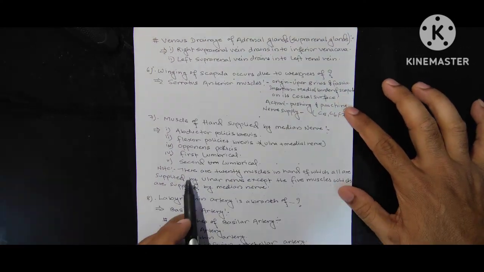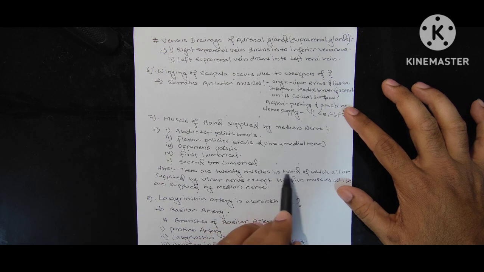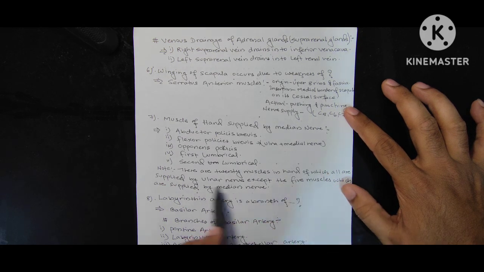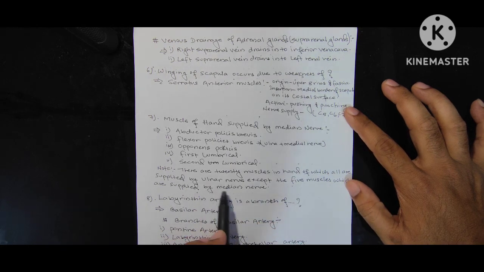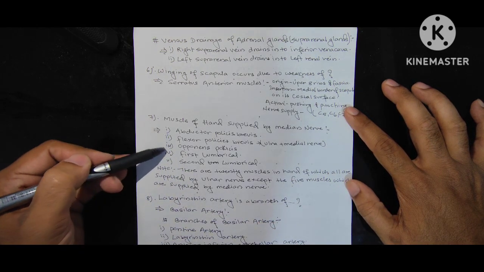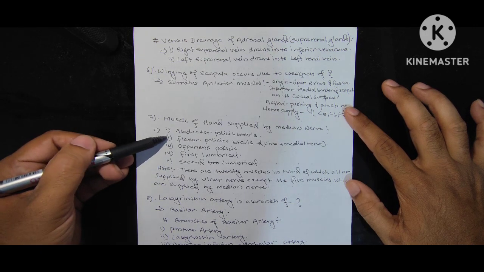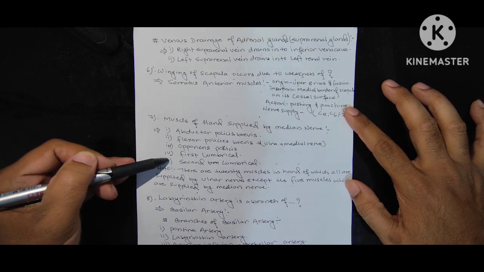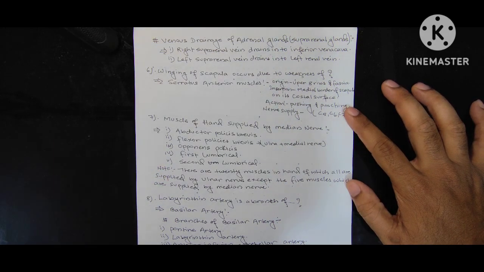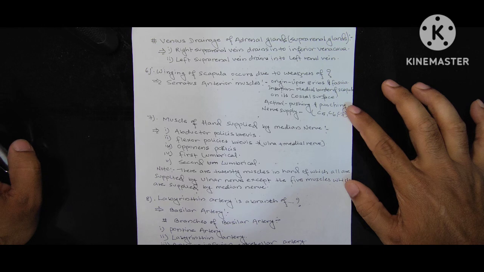There is one point. There are 20 muscles in the hand, of which all are supplied by the ulnar nerve except the 5 muscles which are supplied by the median nerve. The 5 muscles I mentioned before: abductor pollicis brevis, flexor pollicis brevis, opponens pollicis, first and second lumbricals. These are the 5 muscles supplied by the median nerve. Other than that, all muscles in the hand are supplied by the ulnar nerve.